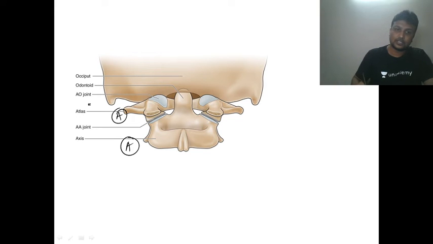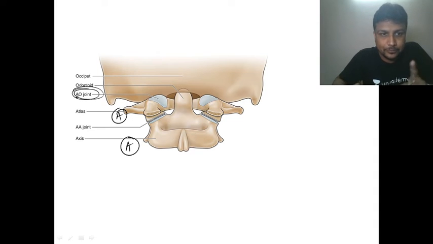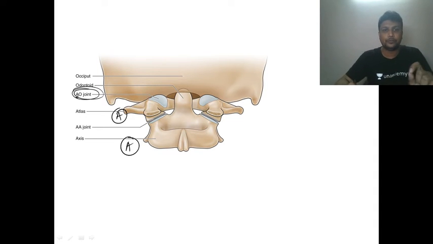Whereas what about the atlas bone and the occipital bone here? The atlanto-occipital joint is an example of your ellipsoid variety. So I repeat again, the atlanto-axial joint between the atlas and the axis is the pivot variety, and the atlanto-occipital joint will be of ellipsoid variety, guys. That's all. If you remember like this, more than enough.